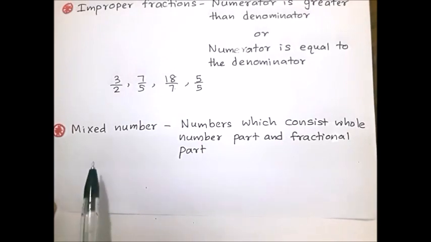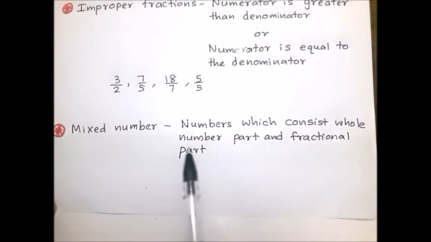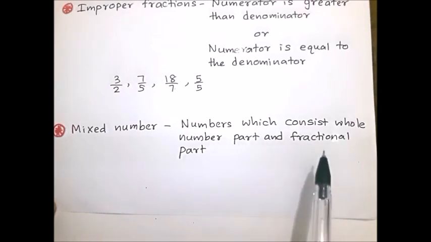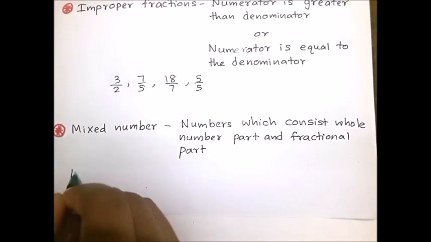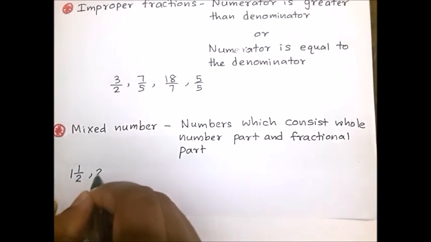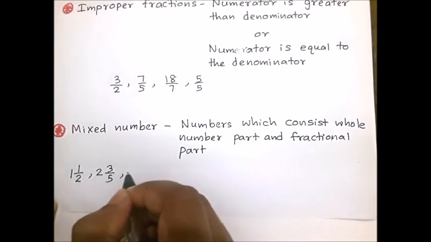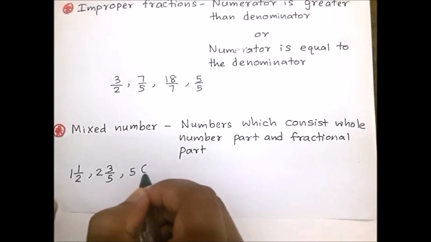Now look at this topic, mixed numbers. Mixed numbers consist of a whole number part and a fractional part. Look at this example: 1 and half. Another one, 2 and 3 over 5. Another one, 5 and 6 over 7.